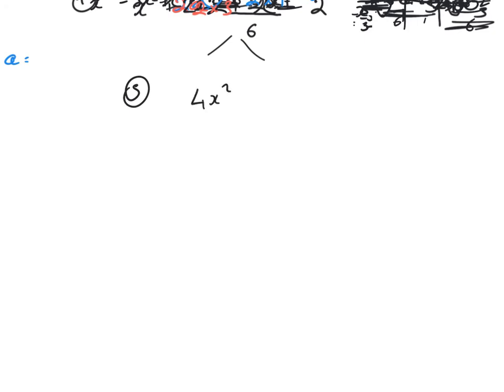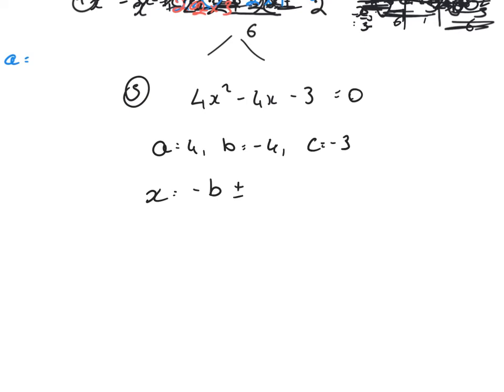Using the quadratic formula, we're going to solve 4x squared minus 4x minus 3 equals 0. Okay, identify a, b and c. A is 4, b is minus 4, c is minus 3. Quadratic formula. Make sure you quote it right. It will be given to you in the formula sheet in the examination. Make sure you quote it precisely. Minus b plus or minus square root of b squared minus 4ac all divided by 2a.